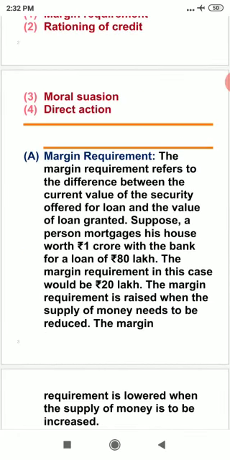Margin requirement refers to the difference between the security offered and the value of loan granted. Firstly, you should be clear about the meaning of security offered. Security offered here means keeping our asset as security in the bank. It ensures the bank that the person can pay off the loan back.